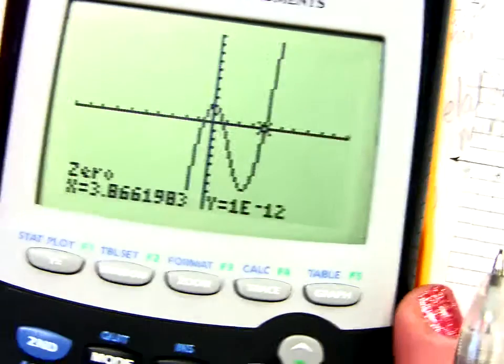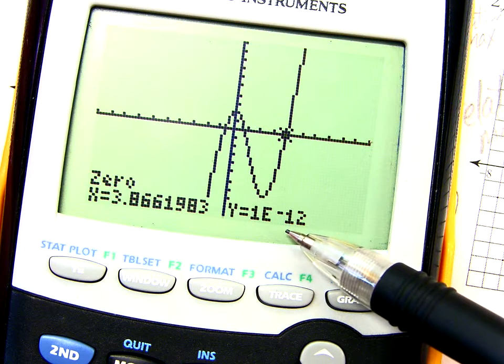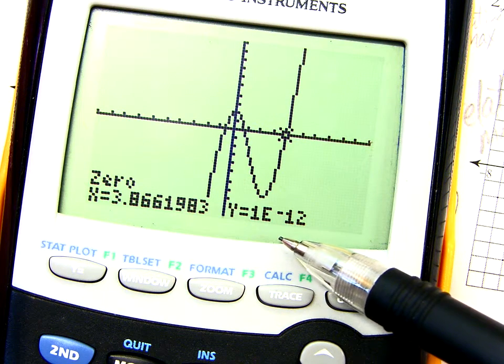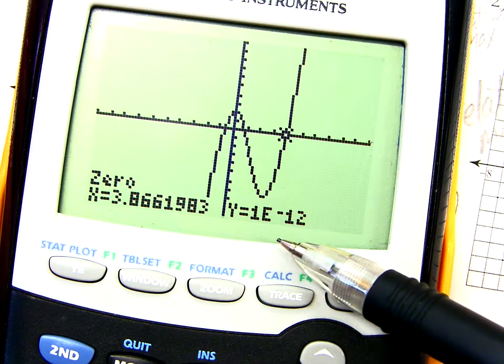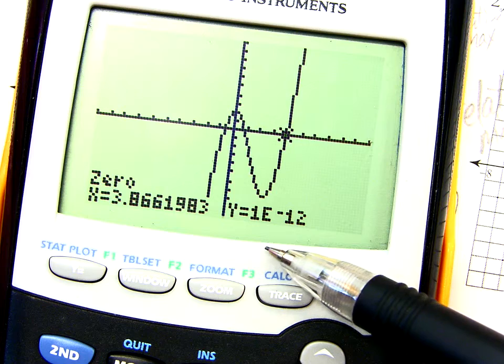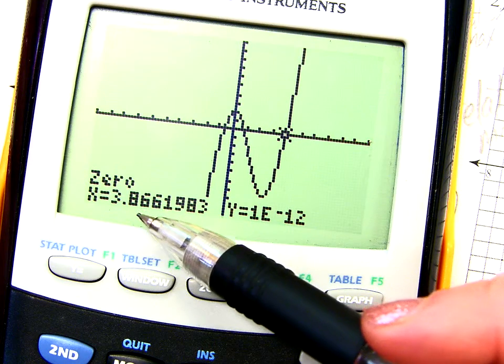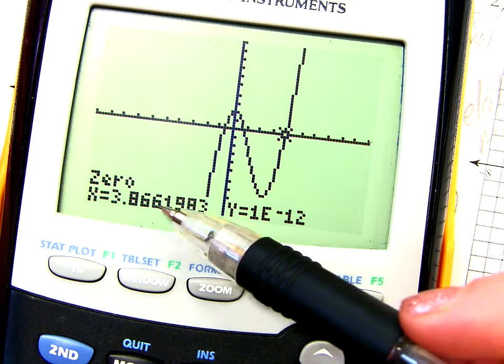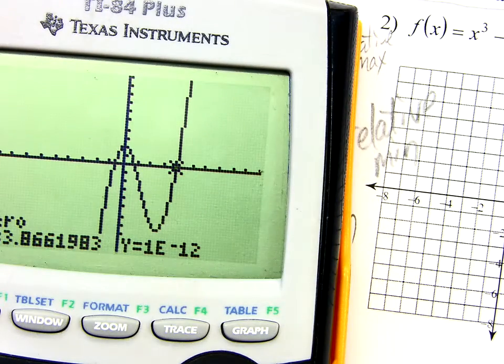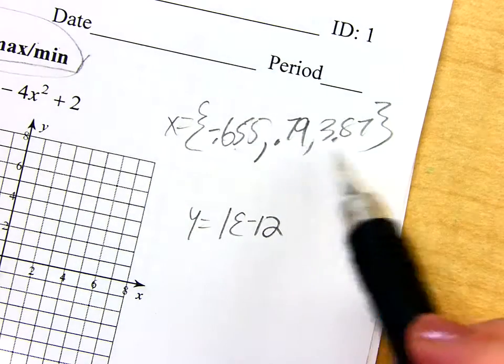Yeah, oh, see? I have it this time. See, mine came up 1e negative 12. That's just 0. Right? Because think about what that number actually is. It's a decimal, 11 zeros and then a 1. That's 0. So it's going to be 3.87 as my third. So there are my 3 x-intercepts. 1, 2, 3.